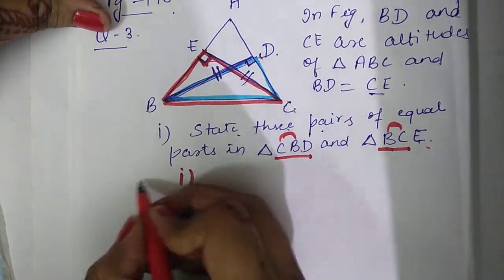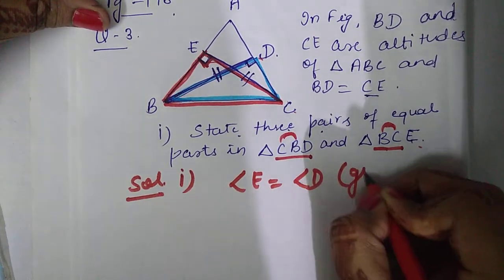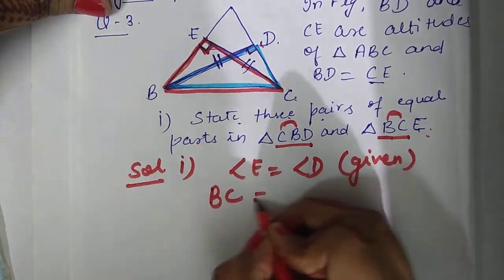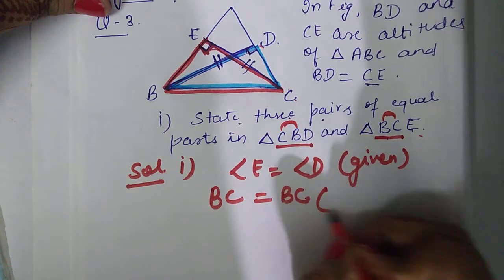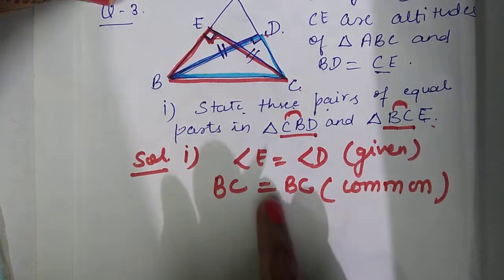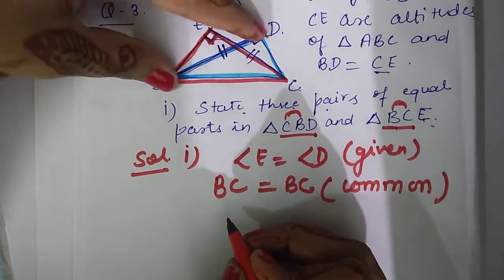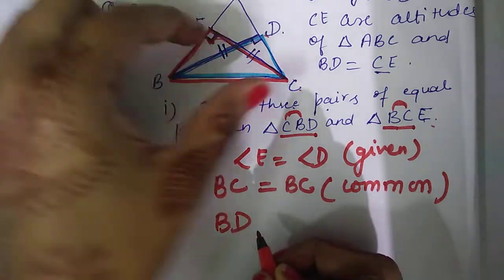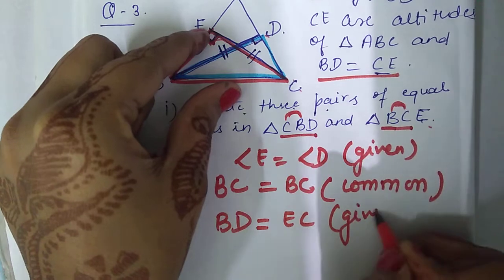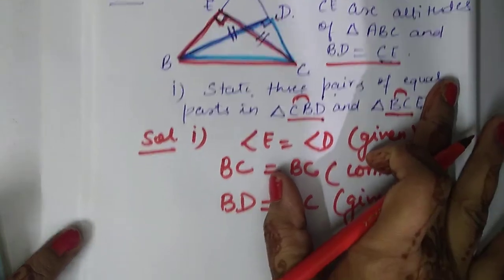So this is the solution: angle E is equal to angle D. This is given because both are making 90 degrees, and BC is equal to BC. Why are they equal? I am writing the equal parts in both triangles because they are common, and that is the hypotenuse of both the triangles. And this BD is equal to this EC, because it is also given. So we have found three equal parts. Okay, this is the first part. Now come to the second part.